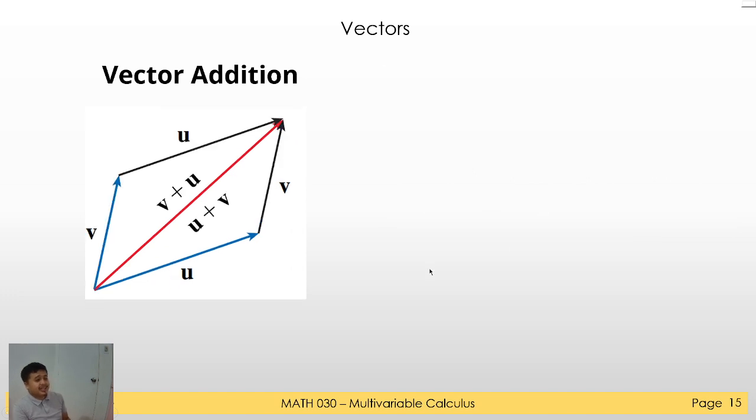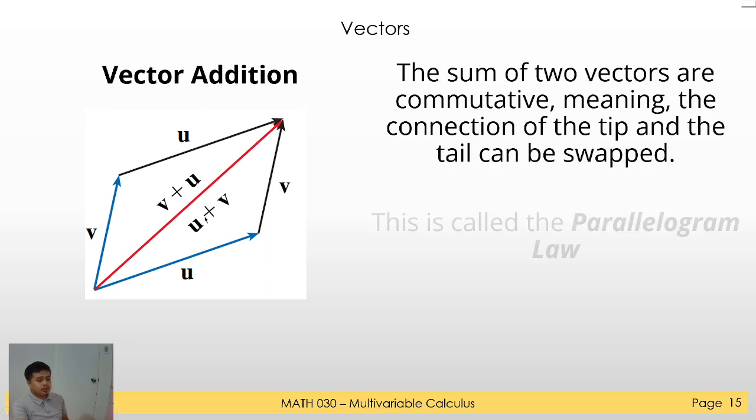Alternatively, you can do it the other way around. You can start with v first, and then add u after that, using the tip of v and attaching the tail of u, so that the endpoint will be this. So this is called the parallelogram law because it looks like a parallelogram.